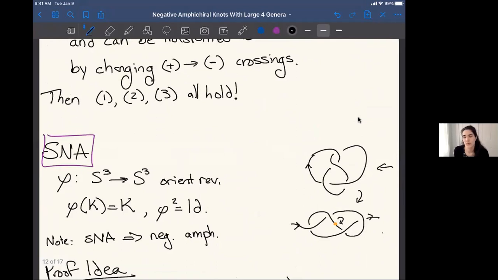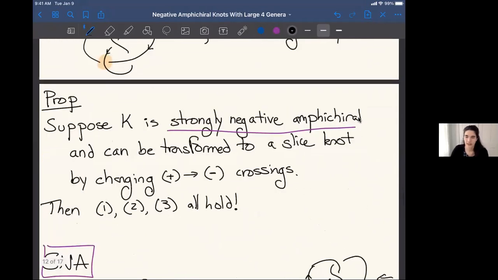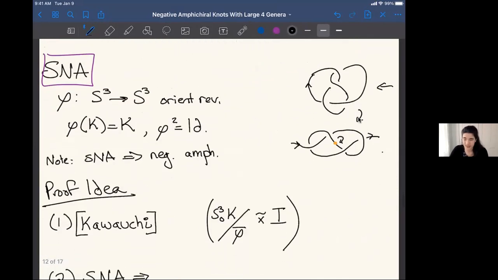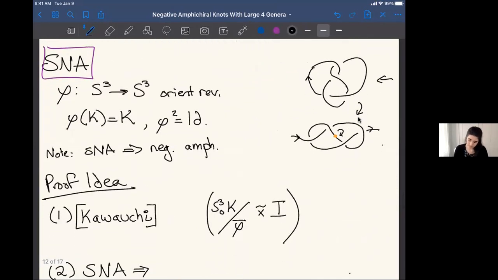And so let me tell you about the proof of this proposition that tells you that strong negative amphichirality guarantees the 3 conditions that we care about. The most interesting part of this proof is that strongly negative amphichiral knots are rationally slice. I'm not going to go into the details of this, just the big picture idea. What you're going to do is build the rational homology ball in which K is slice. You look at the 0 surgery along K.